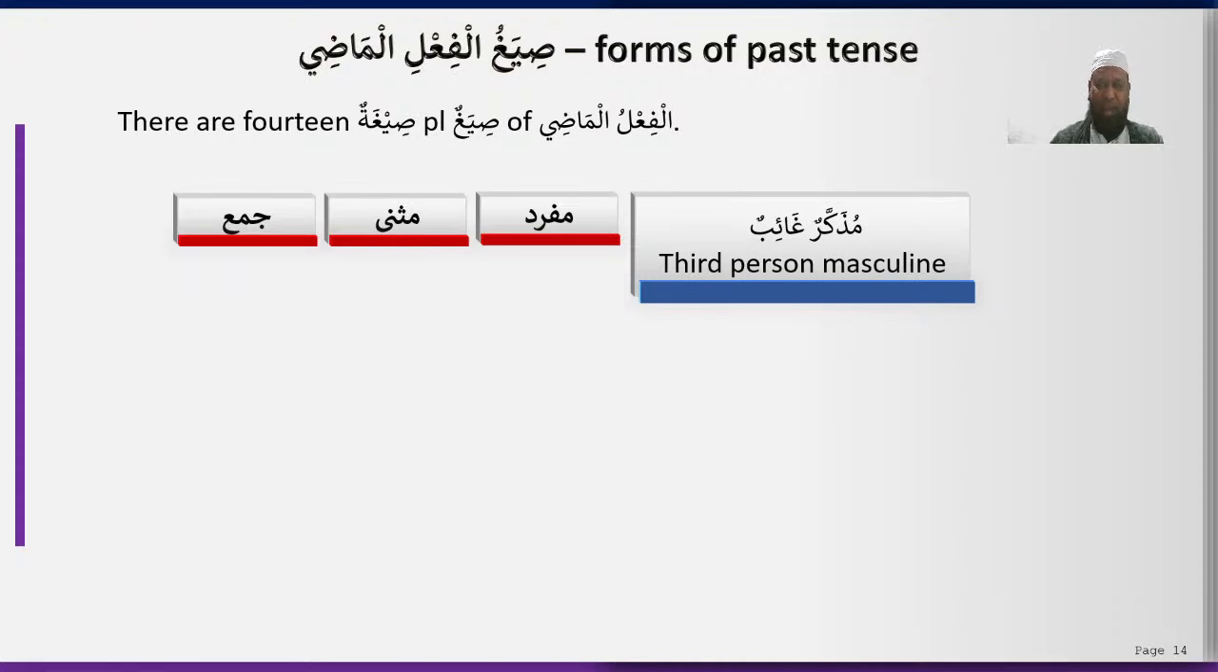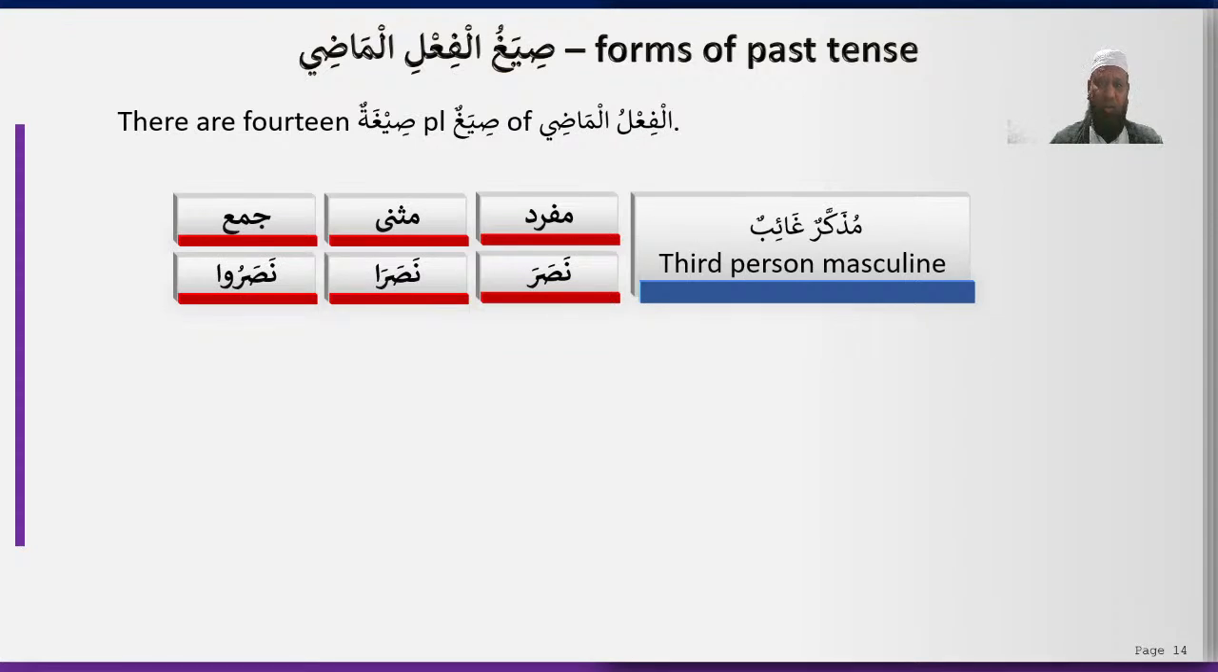So if we take a fi'l, for example, nasara, the first form is already made for us, nasara. The rest of the forms, we have to make ourselves. It's not already made. Adding those damirs. So when we make muthanna, we put the alif al-ithnain. Nasara. When we make jama', we add the waw al-jama'a.